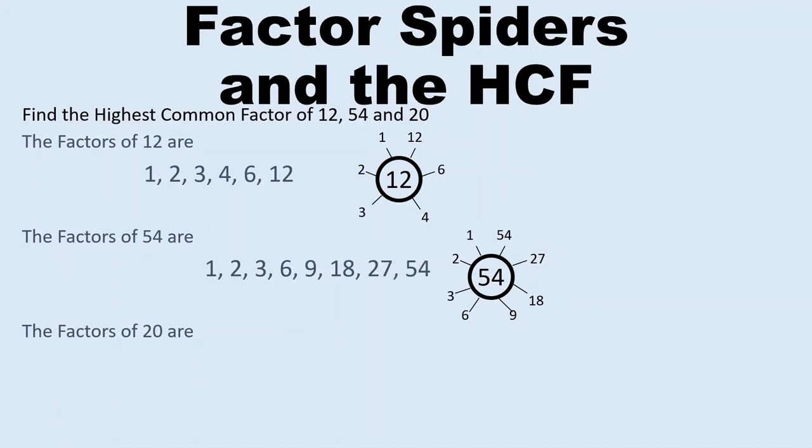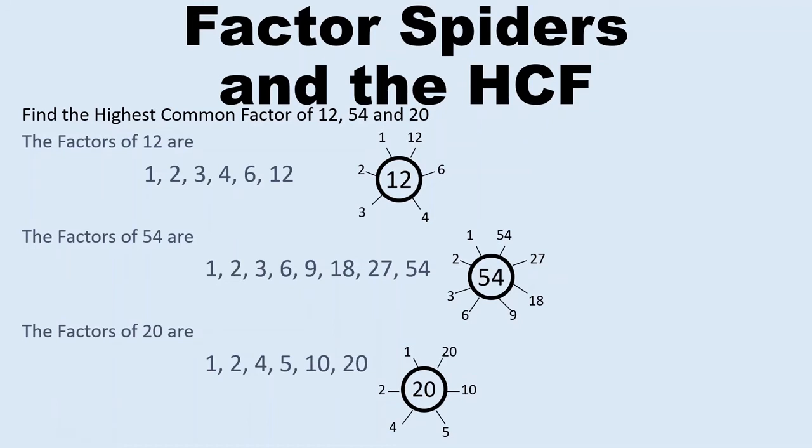Let's do that for 20 now. 20 is the body of our spider. We can divide any number by 1, and the answer will be that number itself. So let's go on to 2 then. Does 20 divide by 2? Yes. 20 divided by 2 is 10. Does it divide by 3? No. Does it divide by 4? Yes. 20 divided by 4, and the answer is 5. So we've got all of our factors. Again, working our way around the spider, 1, 2, 4, 5, 10, and 20 are our factors of 20.